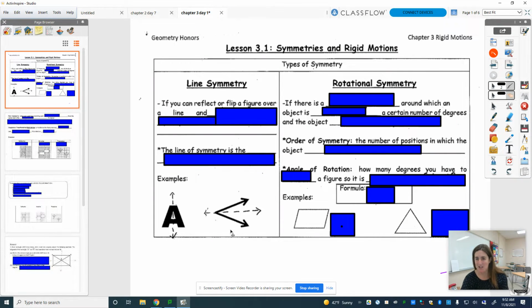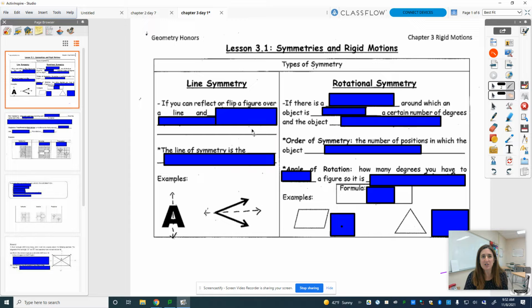We're going to start a new chapter, chapter 3. I can't wait. We have 12 chapters total in geometry, and we're making it to chapter 3. Today we're going to do some symmetries and some rigid motions. That means we're going to look at things like reflections, translations, some rotations, and we're going to check those out.